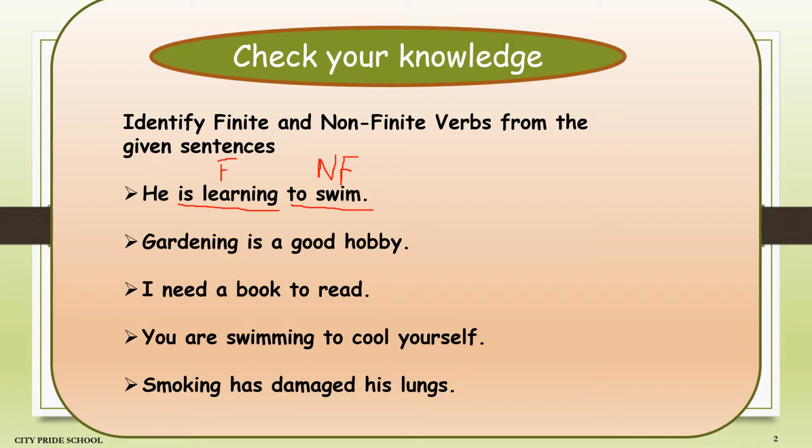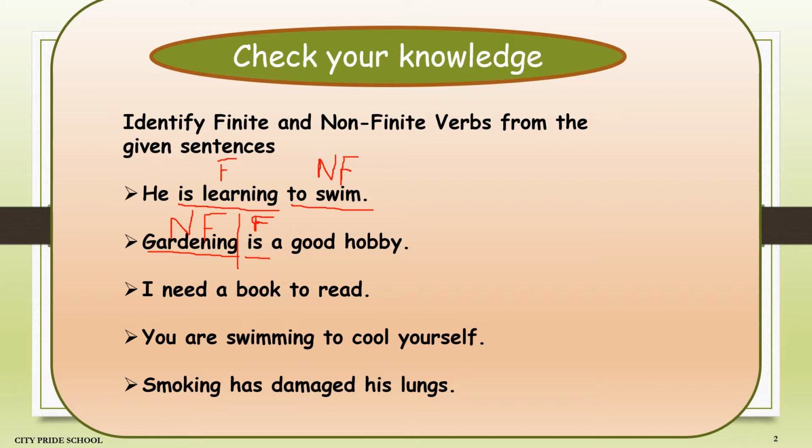Gardening is a good hobby. Now gardening, at the first go, appears to us as the ing form of the verb. So let us underline this. And is, of course, definitely a verb. Here gardening is acting as the name of an activity. So here it is acting as a gerund, or it is acting as a noun. A verb in the ing form acting as a noun becomes a non-finite verb, and is here is playing the role of the main verb, or the finite verb. Let's move on to the next sentence.